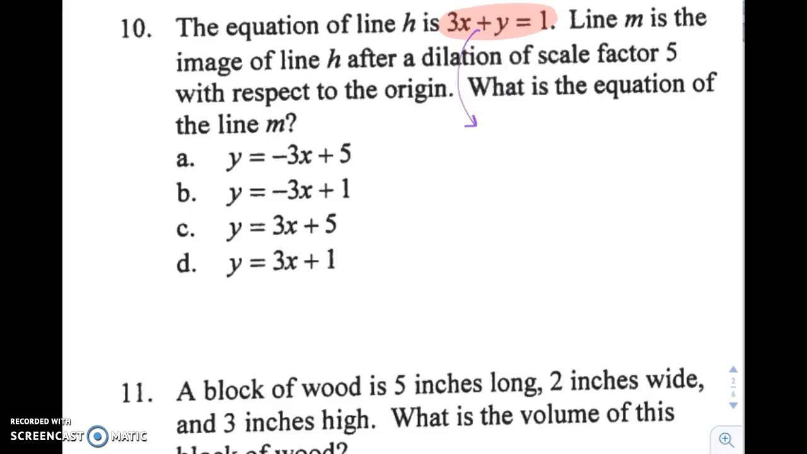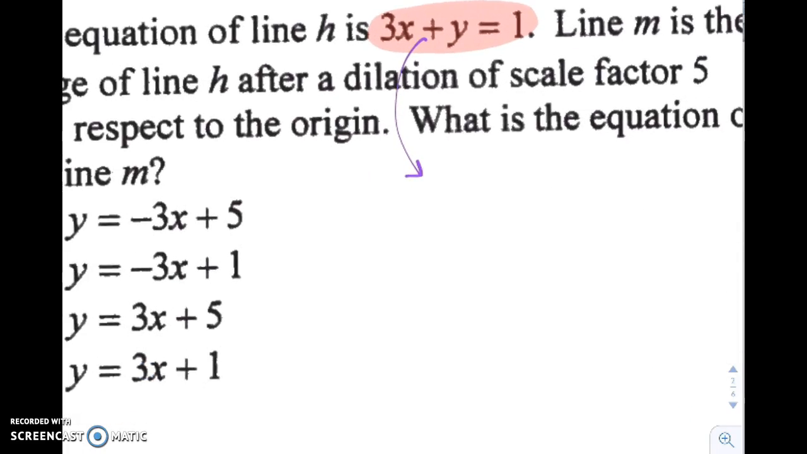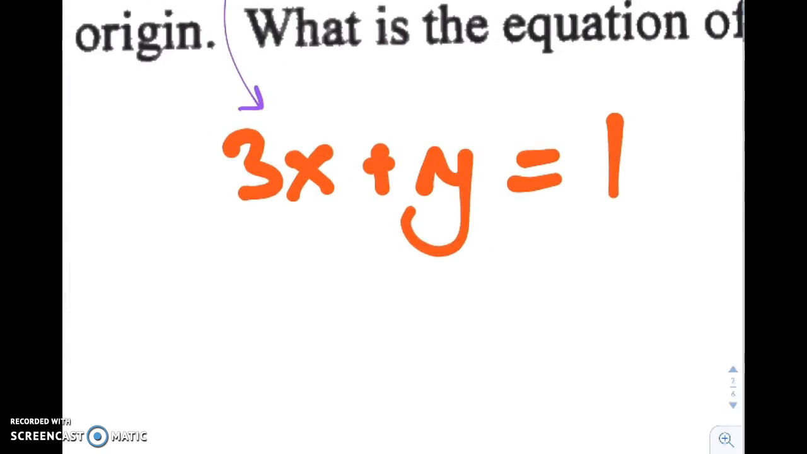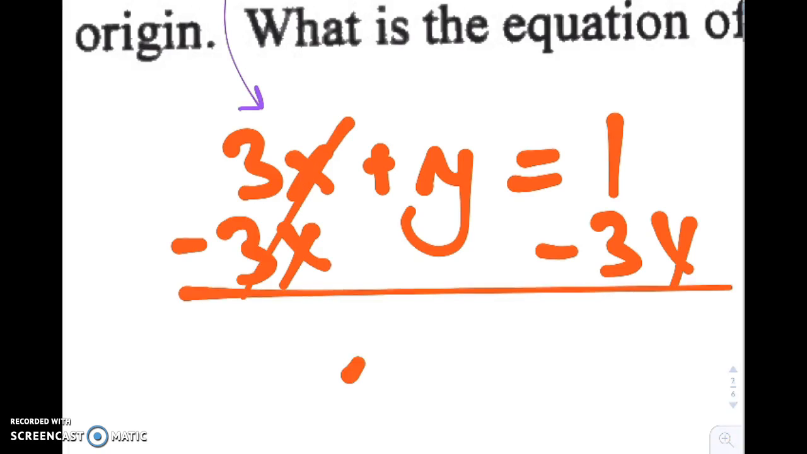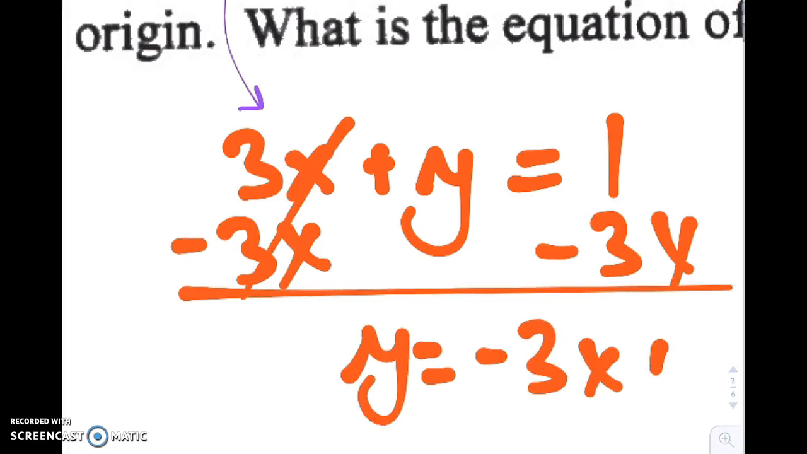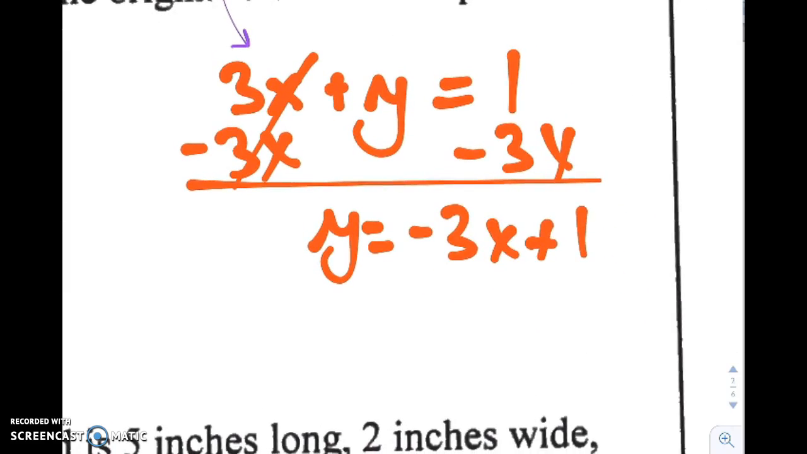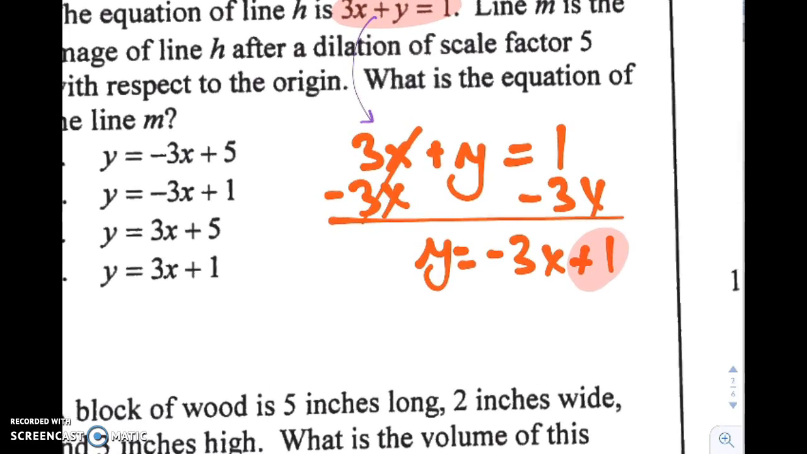Remember, when you're dilating a line, you only mess with the y-intercept and never the slope. The only problem is this is not in y equals mx plus b form yet. So I am going to rearrange it by subtracting 3x from both sides of the equation. And now it looks like the way we want it to, y equals mx plus b. I'm going to take just the y-intercept, dilate it by a scale factor of 5, and the new line would be y equals -3x plus 5. Choice A.